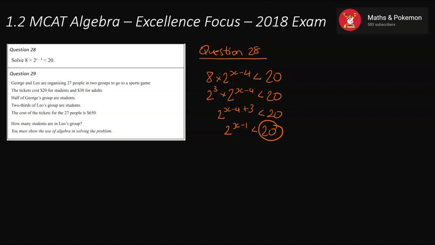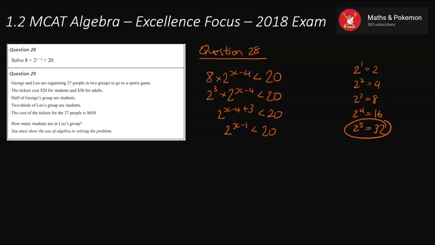So that 20 needs to go. We need to explore the numbers that are 2 to the power of something. So 2 to the power of 1 is 2. 2 squared is 4. 2 cubed is 8. We used that earlier on in this question. 2 to the power of 4 is 16, and 2 to the power of 5 is 32.